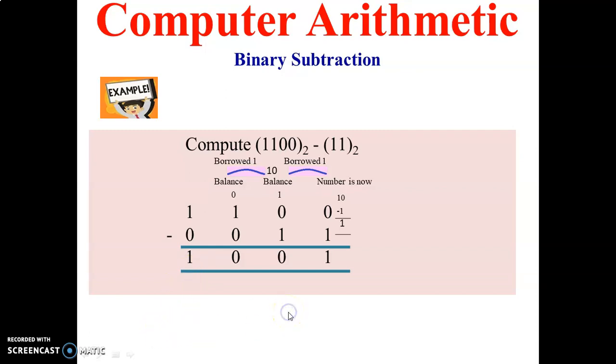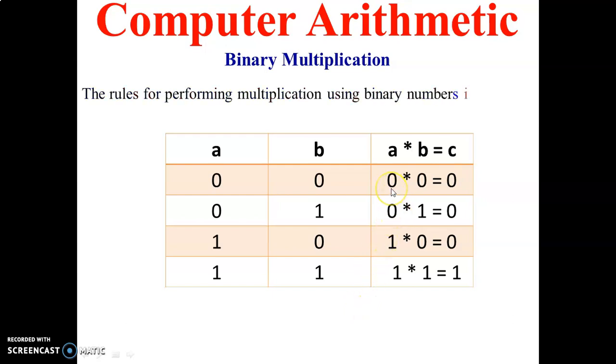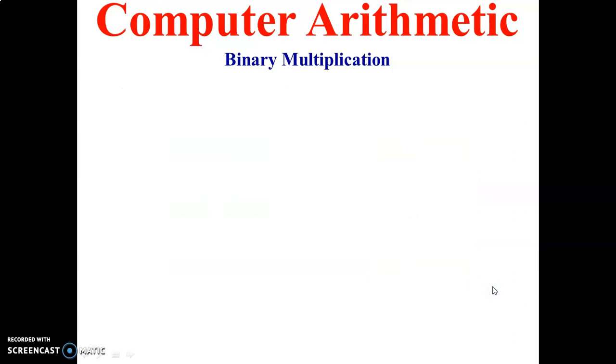Now we will understand multiplication, how we can multiply binary numbers. For multiplying binary numbers, we have some rules. Whenever we multiply 0 with 0, the answer will be 0. 0 with 1, the answer will be 0. 1 multiplied by 0, the answer will be 0. And 1 multiplied by 1, the answer will be 1. These are the rules for performing multiplication, and we will understand that with an example.